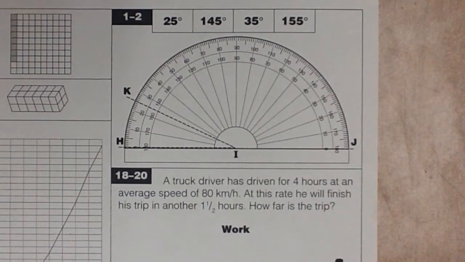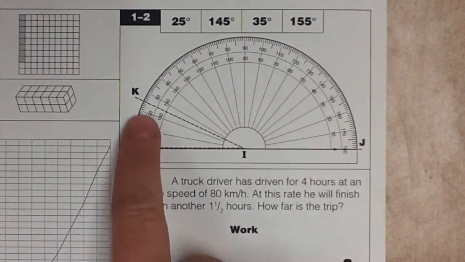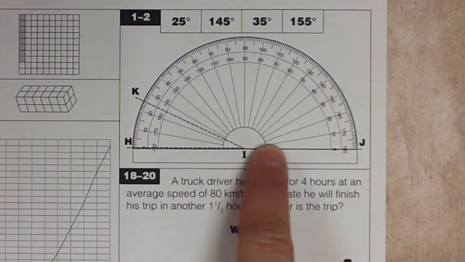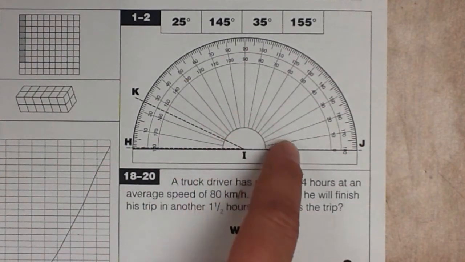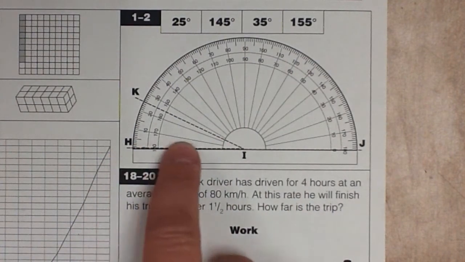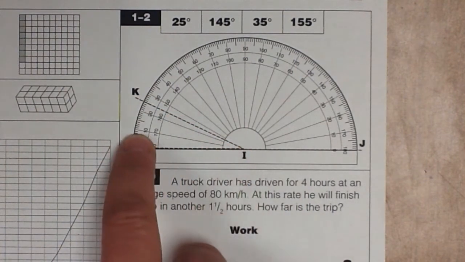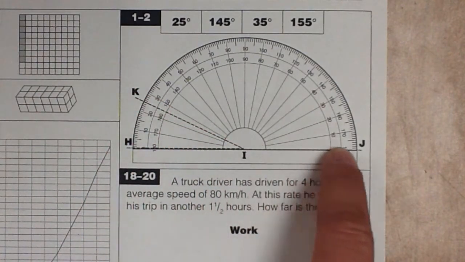Number 2. Two angles whose angle sums total 180 degrees, which is a straight angle, are said to be supplementary. What is the size of HIK's supplementary angle, KIJ? These are supplementary because this angle here plus this angle here would equal 180 degrees. So number 1 was this angle here. Number 2 is the measurement of this angle here.